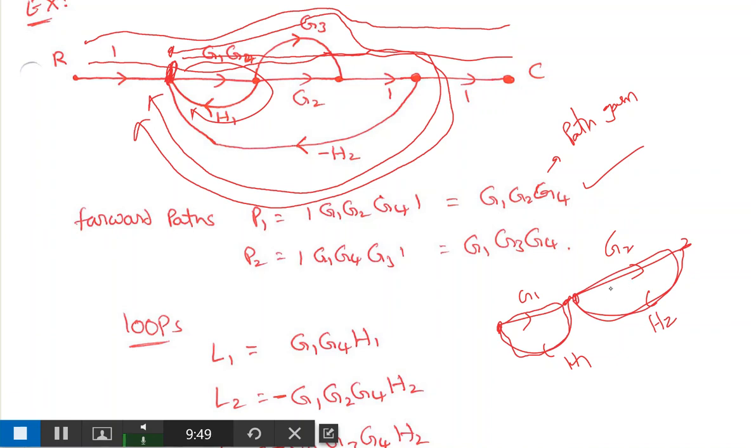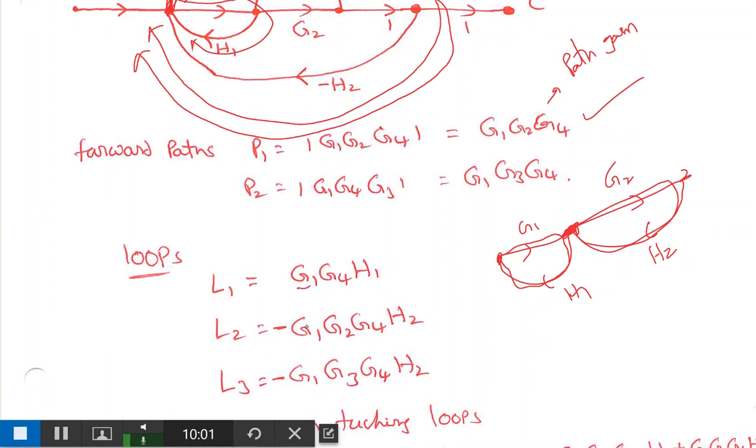Are they touching each other? Yes, they have a common node, so they're touching each other. So how do you define that they're not touching? First thing, they shouldn't have any common element. If you look at L1, L2, L3, G1 is common.